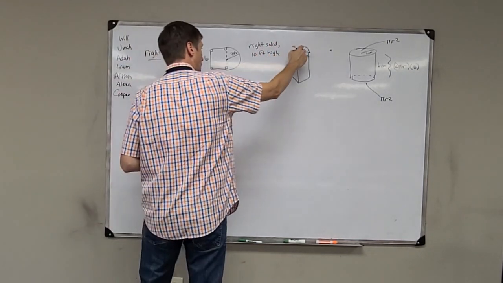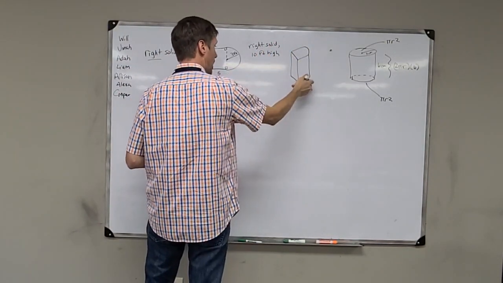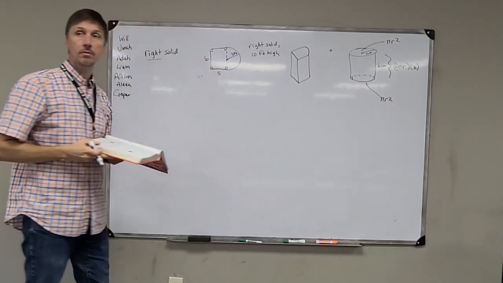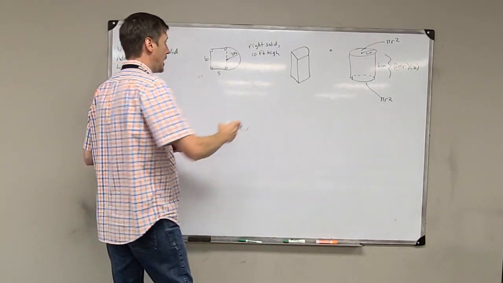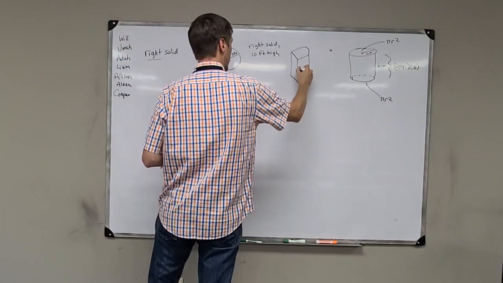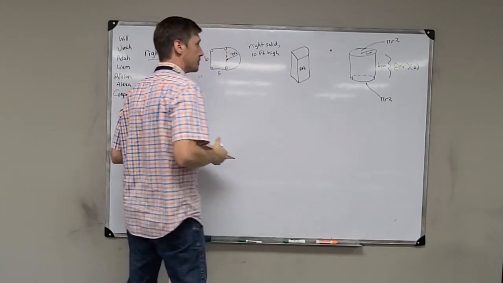We've got a top and we've got a bottom down here that both have this shape because it's a right solid, so we know that the shape on the top and bottom are the same. And then the height is the same all the way across here. So this is 10 feet high.